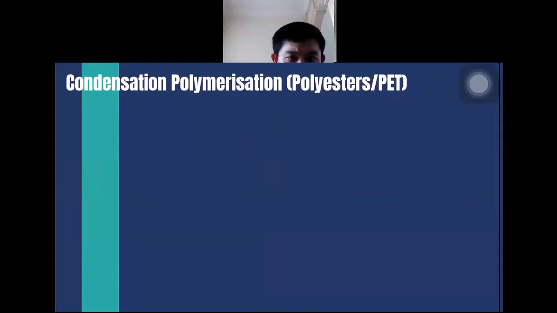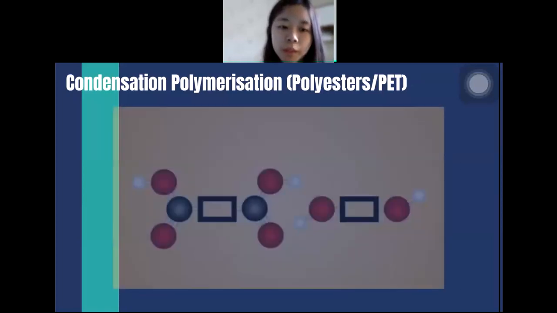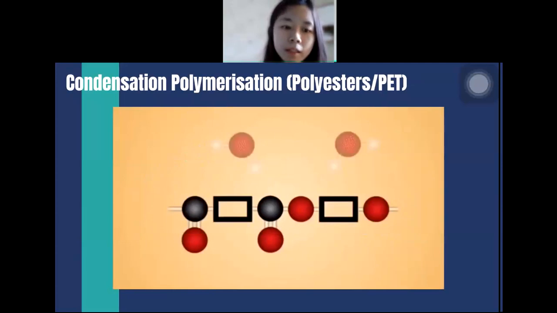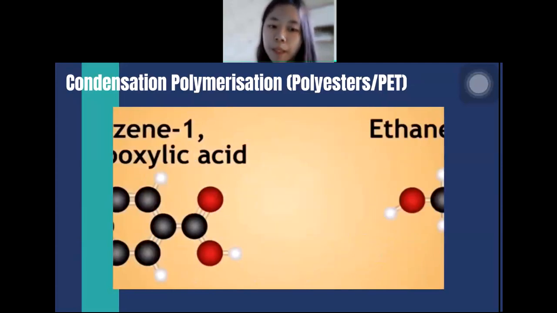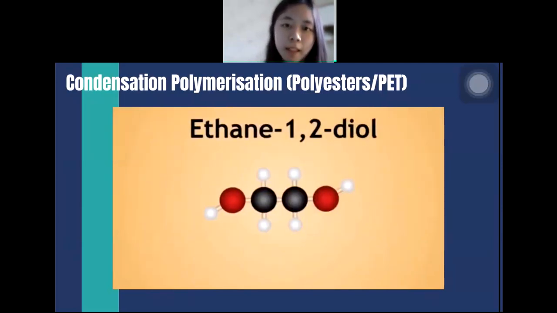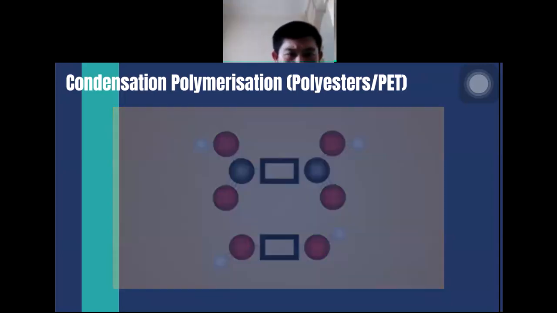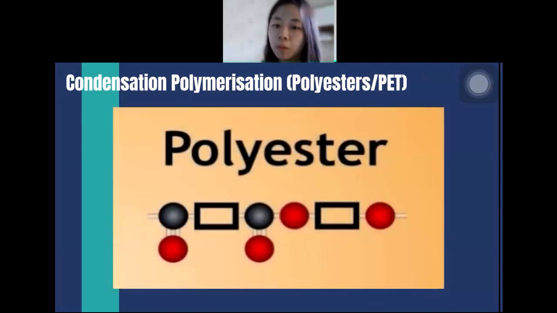Next one, we have the condensation polymerization of polyesters, or PET. A polyester is an ester formed by the reaction of an alcohol and a carboxylic acid. PET, or polyethylene terephthalate, is made of benzene-1,4-dicarboxylic acid and ethane-1,2-diol. PET is often used for plastic drinking bottles and fabric for clothing.